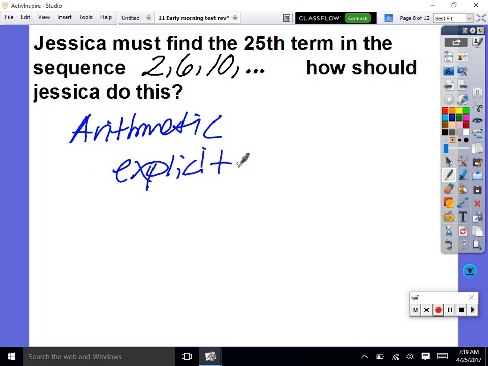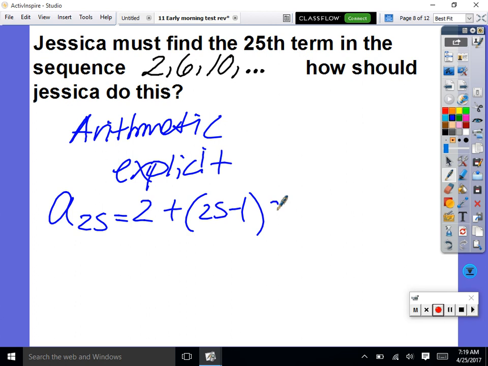Okay, so a sub 25 equals a sub 1, which is 2 plus 25 minus 1 times 4. And that's how you would explain this, okay? All good? And then you'd actually find it.